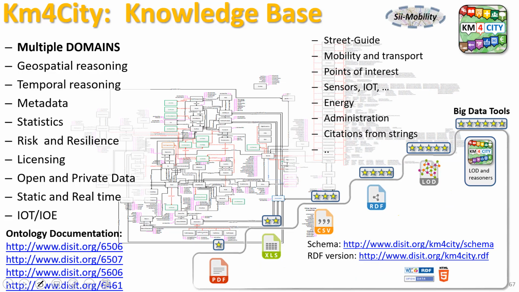So the knowledge base is based on the CKAN4City ontology. CKAN4City ontology is a multi-domain ontology, including geospatial reasoning, temporal reasoning, relationship reasoning, including metadata, statistics, resilience, licensing, open and private data, and so on. It is an ontology modeling mobility and transport, sensor, energy, health, so multiple domains.